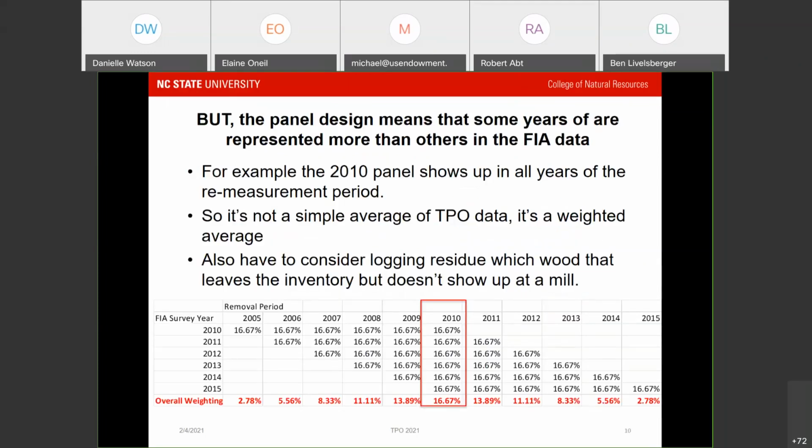And that sounds pretty easy, and it actually isn't all that hard, but you've got to remember that the way the moving sample works, the years aren't equally weighted in any one sample. So in this case, this removal period goes from 2005 to 2015, but 2010 is represented 5 times, maybe 6 times in that sample. And 2005 has just got 1 sample left, and 2015 is the latest data, so it's only got 1 sample in it. And so we actually have to weight the TPO data in a way that's parallel to the plot design so that we make these data comparable.